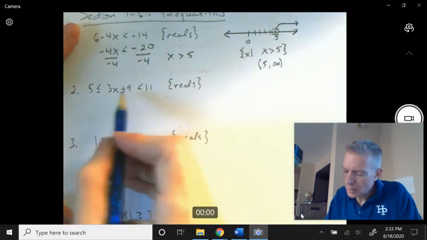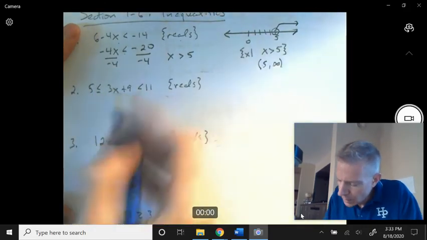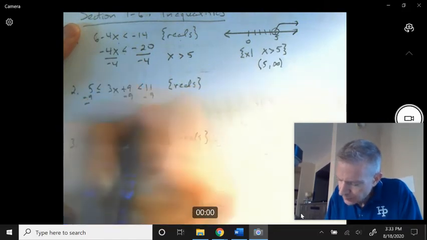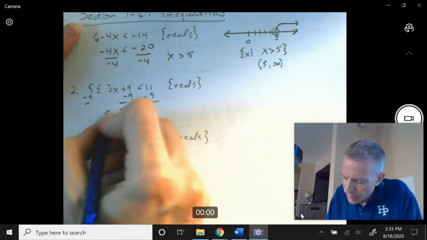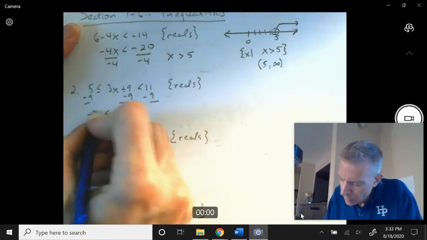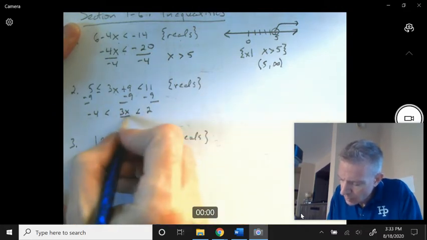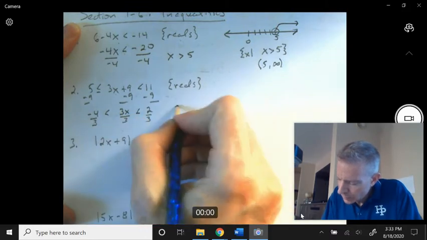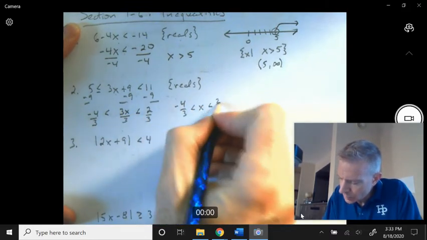Now this one, you've got 3 parts to this inequality. So we want to get the x by itself in the middle. So we'll subtract 9, subtract 9, subtract 9. And 3x in the middle. 5 minus 9 is negative 4. 11 minus 9 is 2. Now divide by 3. We've got negative 4/3 is less than x is less than 2/3.